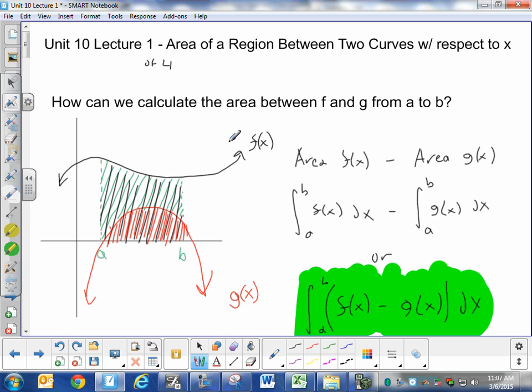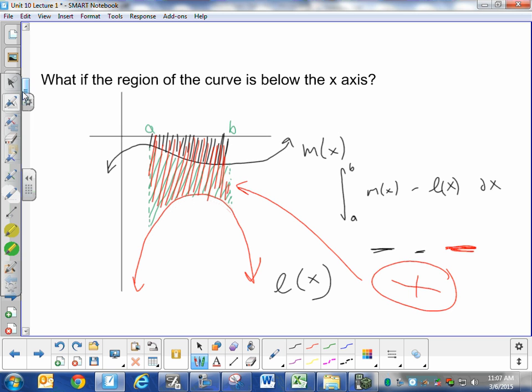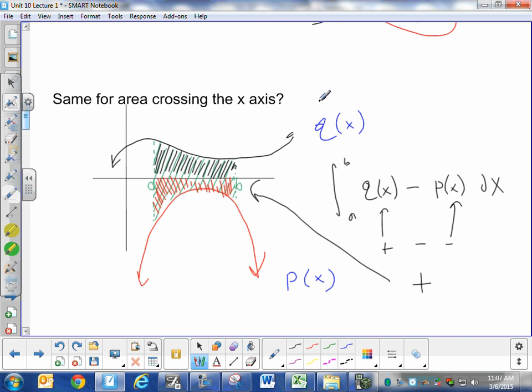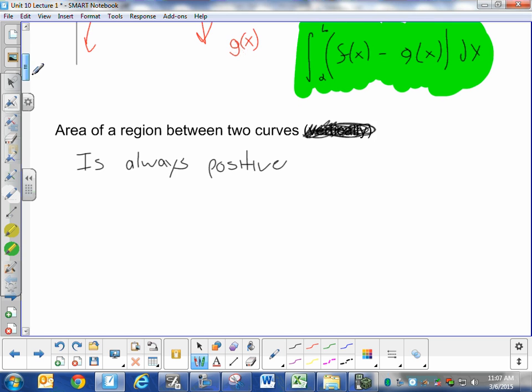So in general, I gave you three situations. Above the x-axis, we said it was f minus g. Below the x-axis, I said it was m minus l. And then crossing the x-axis, I said it was q minus p. In all three situations, it's what minus what? Ms. Bonke, I saw you say it. What'd you say? Exactly. It is always the area from A to B of the function on top minus the function on the bottom, no matter where it is.